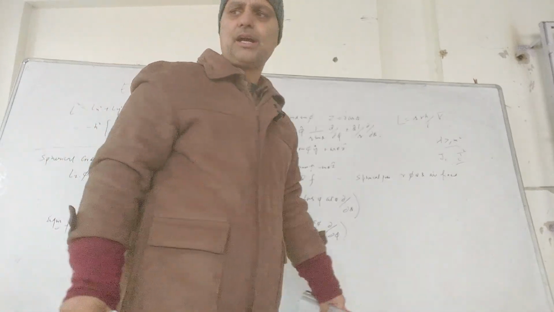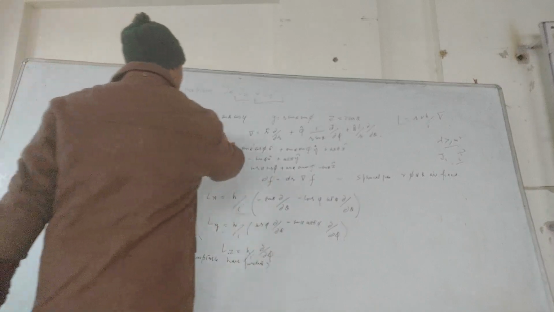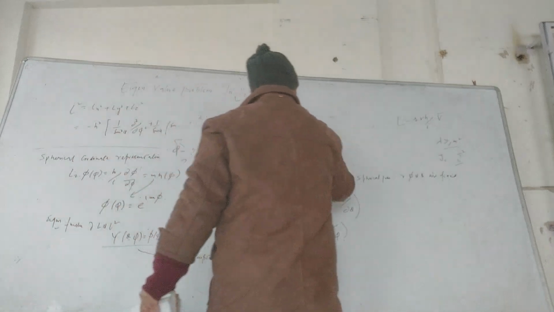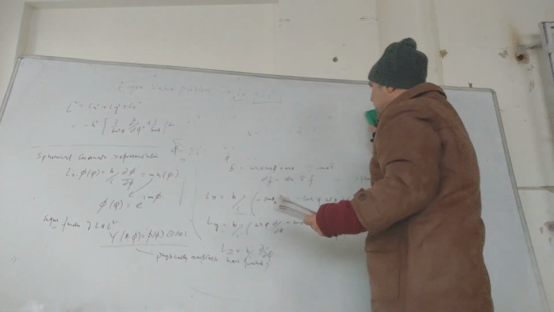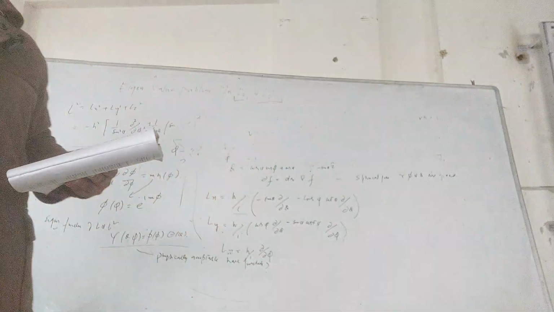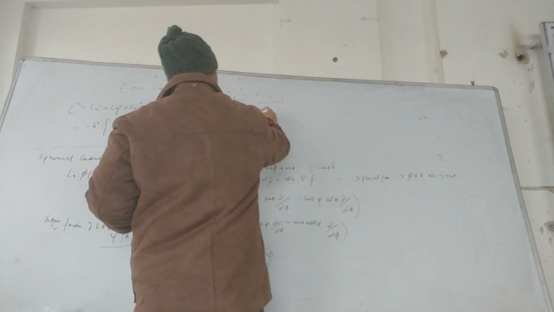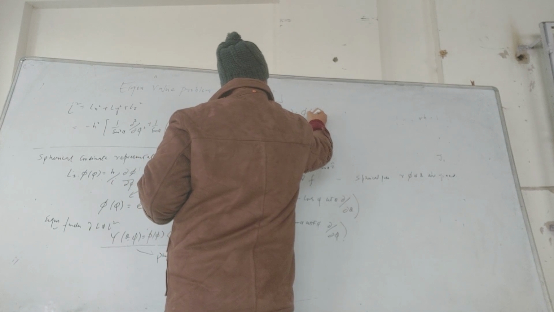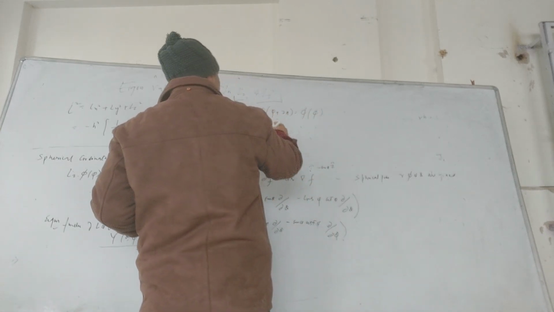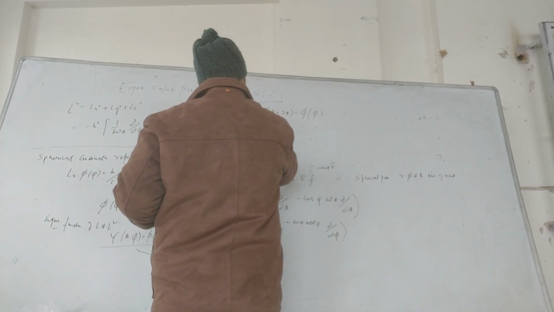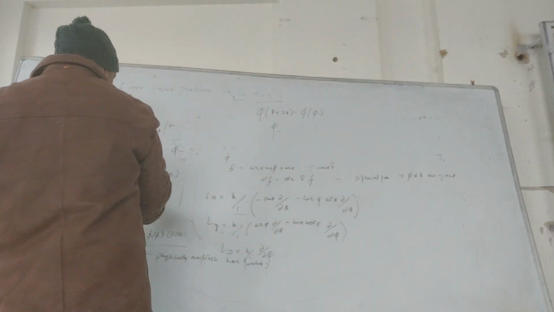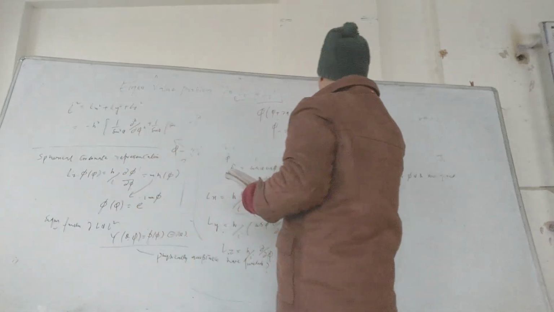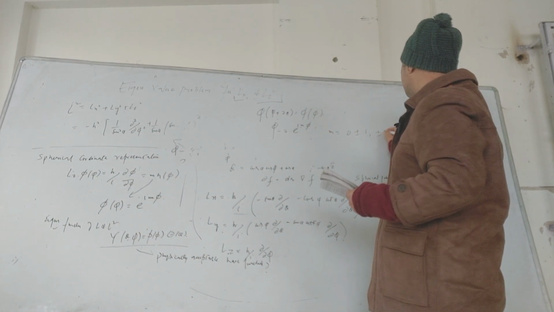Such that the boundary conditions imposed are phi of phi plus 2 pi is equal to phi of phi, where phi is e to the power iota m phi, and m can have value 0, plus minus 1, plus minus 2, and so on.